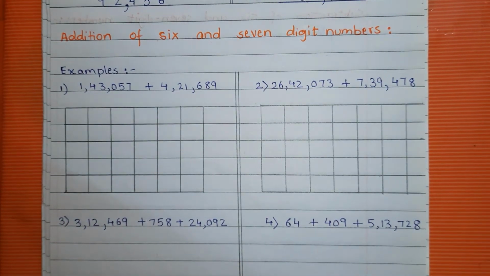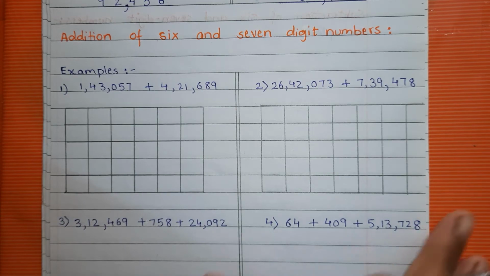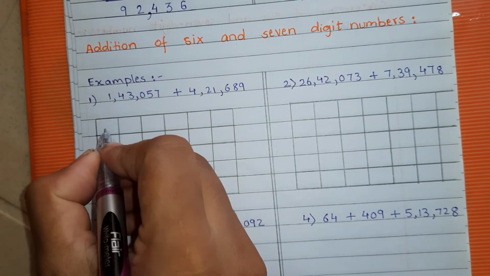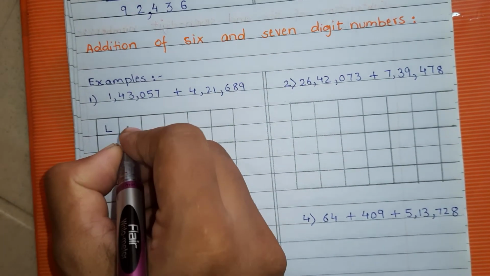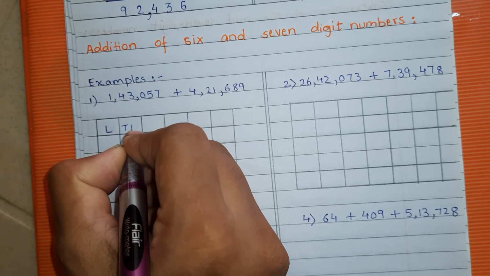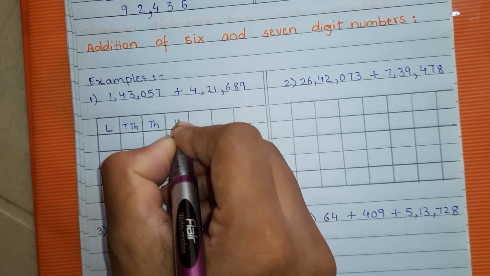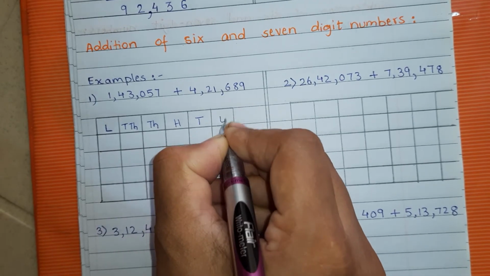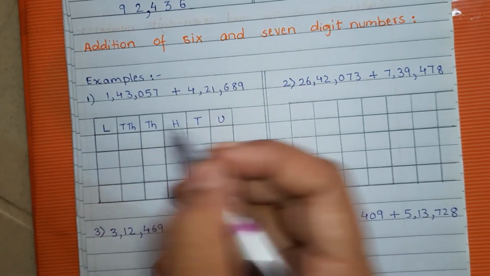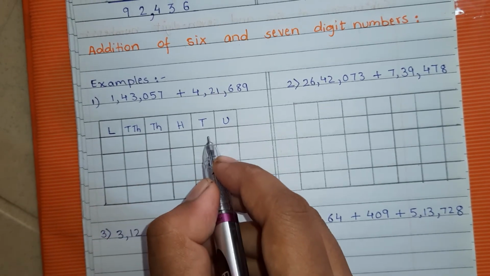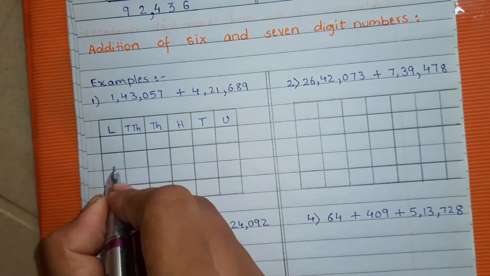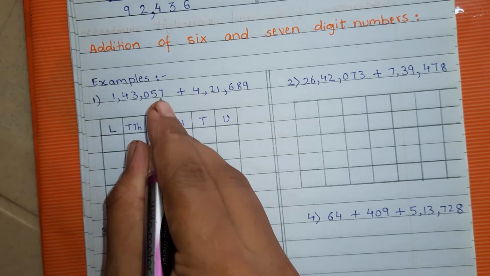So what will we do? First, we will write down the places in the box: lakh, then 10,000, thousand, hundreds, tens and units. Now, one box we will leave for carry. In the next box we will write the first number.